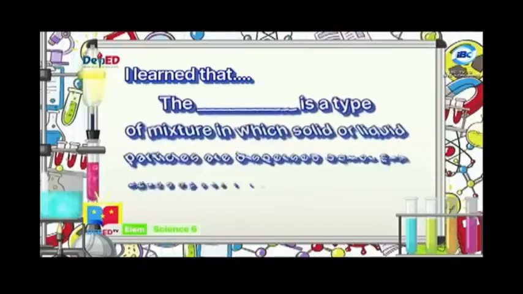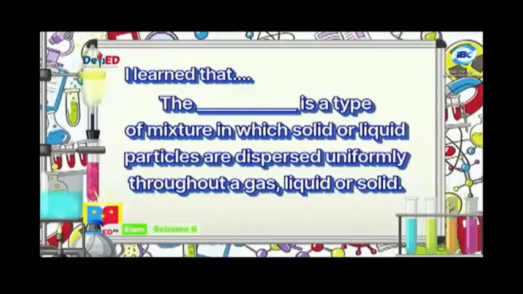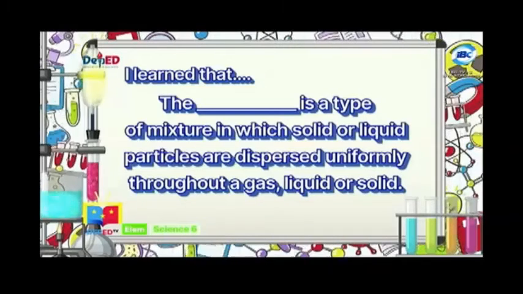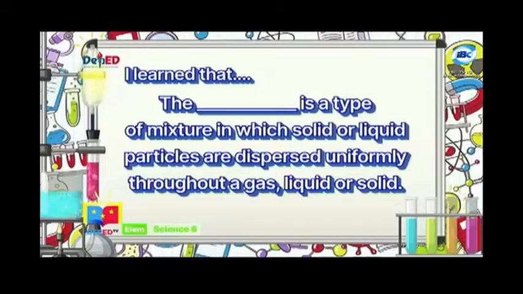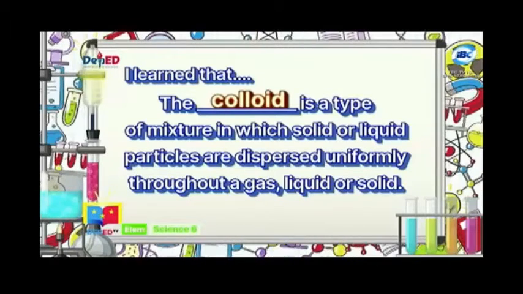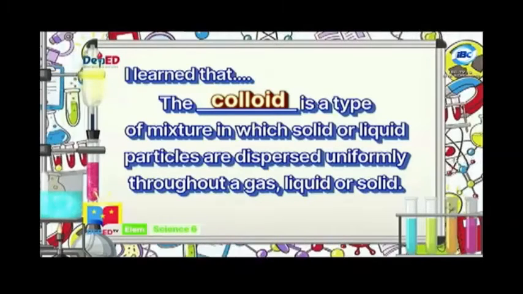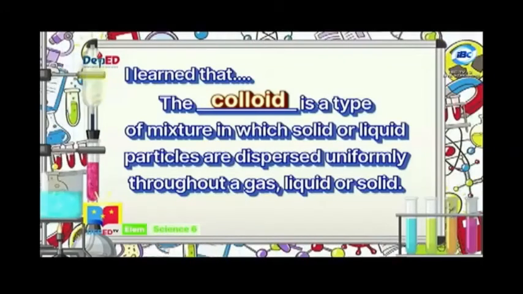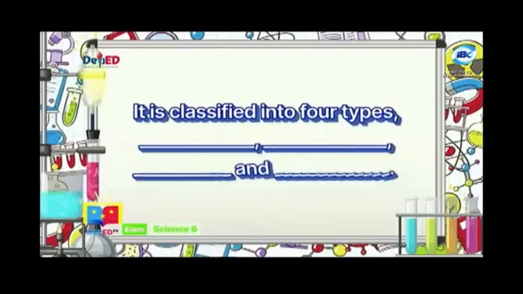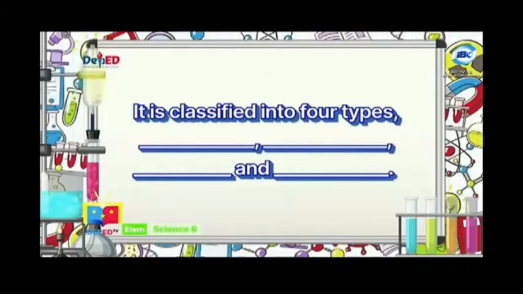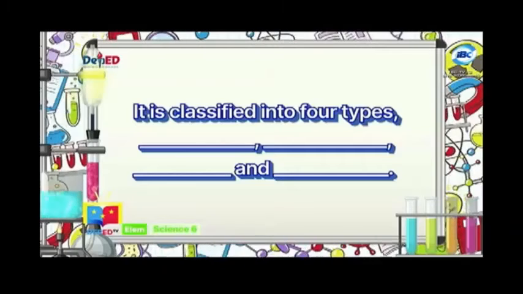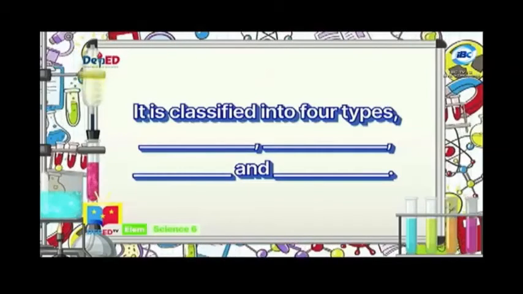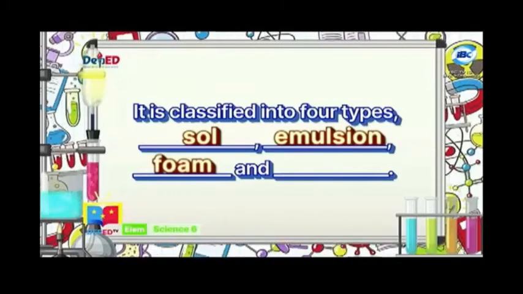Complete the statement. Write your answers on your paper. I learned that the blank is a type of mixture in which solid or liquid particles are dispersed uniformly throughout a gas, liquid, or solid. The correct answer is the colloid is a type of mixture in which solid or liquid particles are dispersed uniformly throughout a gas, liquid, or solid. It is classified into 4 types: blank, blank, blank, and blank. Great! It is classified into 4 types: sol, emulsion, foam, and aerosol.